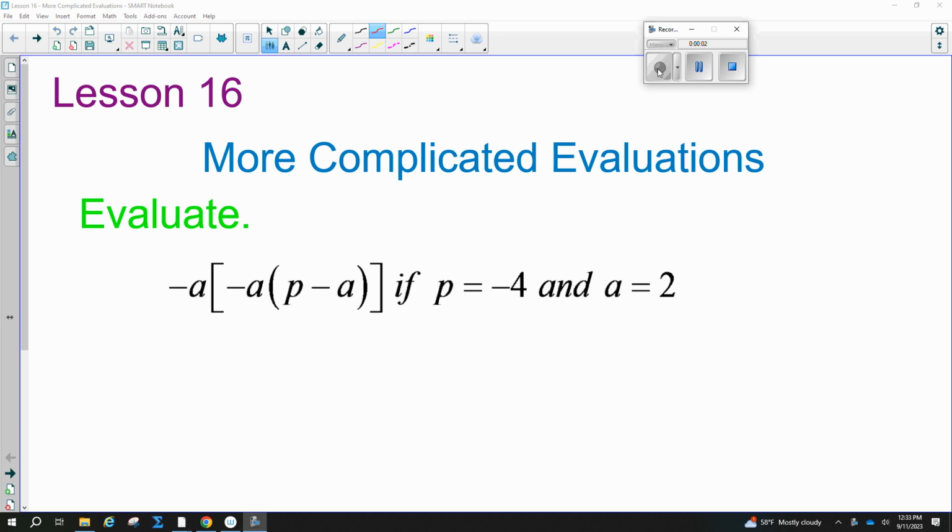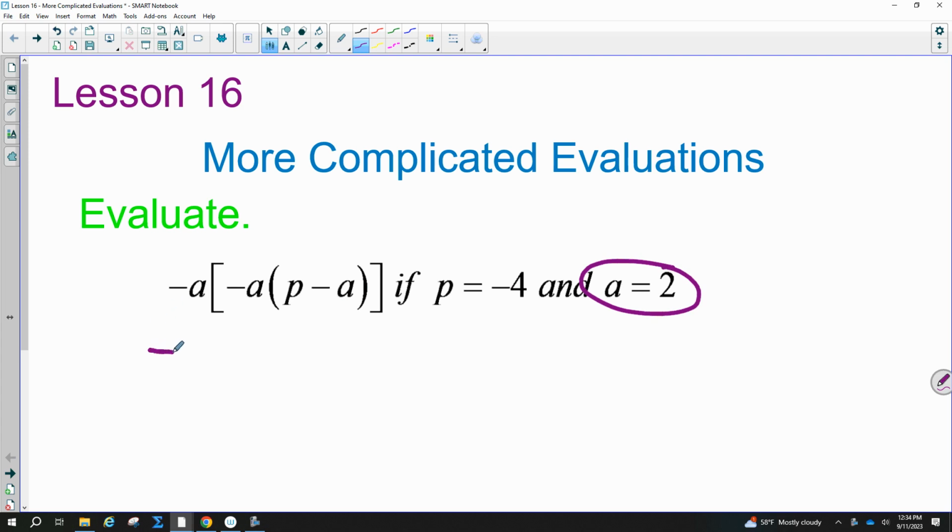All right, lesson 16, more complicated evaluations. It's the same thing we did before, okay? We're just substituting in and evaluating. All right, so I've got negative a, and we're going to substitute in a 2 for a. So the negative, and then I'm going to plug in a 2. If you want to put parentheses here, you could, but we don't necessarily need them.